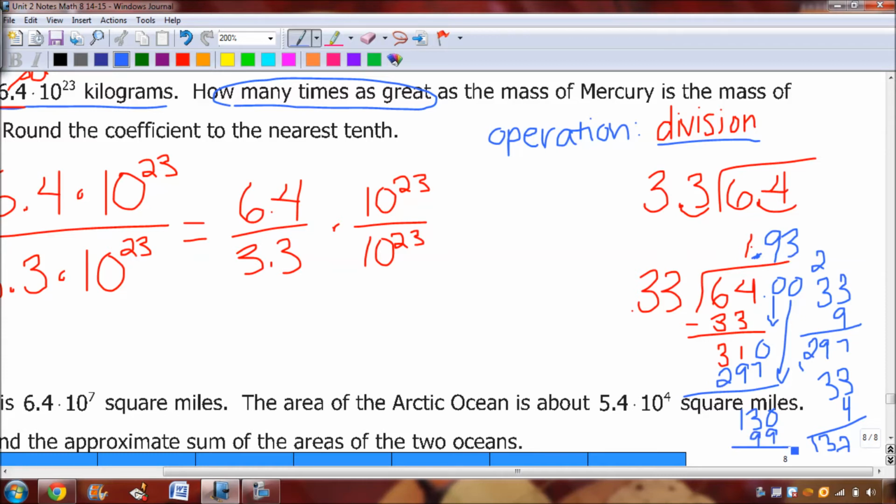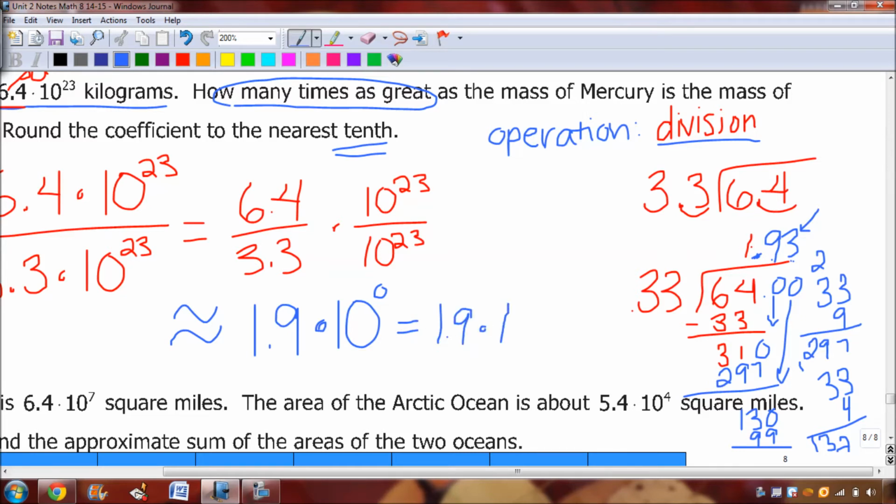Subtract it. It doesn't really matter what we get because it wants us to round to the nearest tenth. So 1.93, since this is the 100th, I can figure out that it's going to be just 1.9. So it's approximately 1.9 because this 3 says that this 9 should stay the same, times 10 to the, subtract your exponent since this is division, you get 10 to the 0th power, which turns out to be 1.9 times 1 because anything to the 0th power is 1. So the answer is it's 1.9 times bigger.